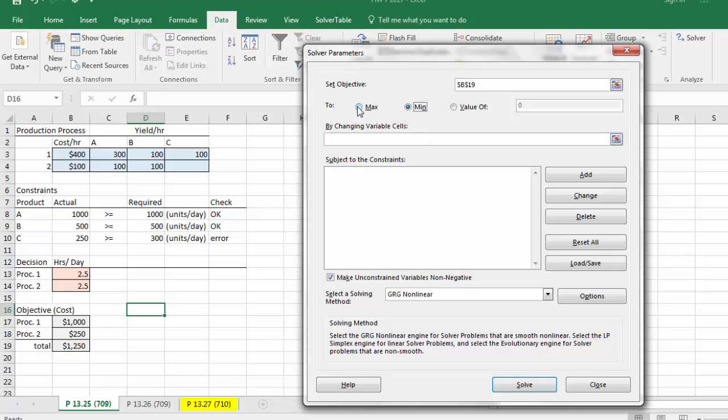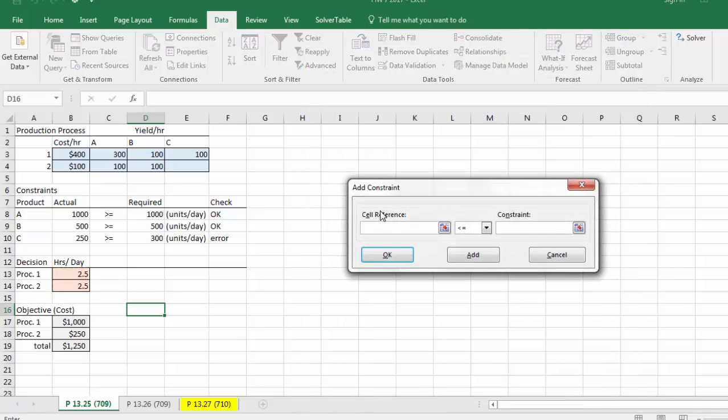Actually, I'll show you what happens if you run max. It's kind of interesting. Changing the variable cells here, the hours per day for both processes, and then the constraints. And let's do the constraints one at a time so we can have a nice sensitivity analysis. The constraint is the actual amount we need of product A greater than or equal to the required. Product B, again, make sure you set that greater than or equal to the required. And finally, product C, and again, set this greater than or equal to the required.